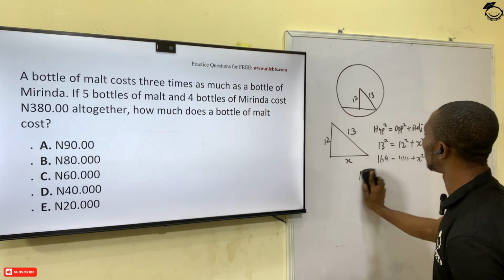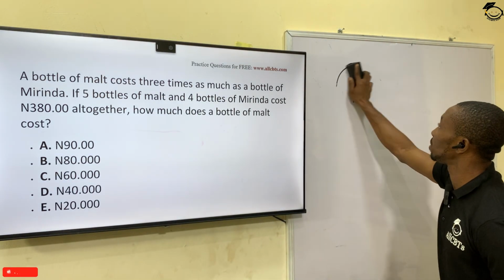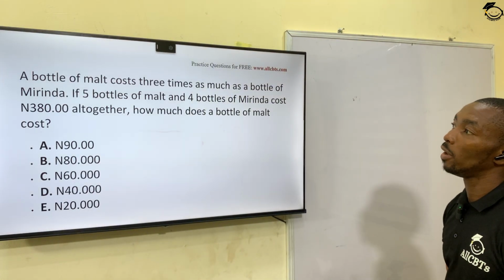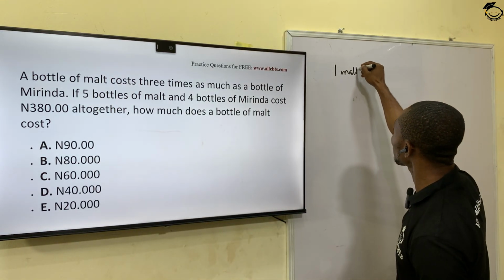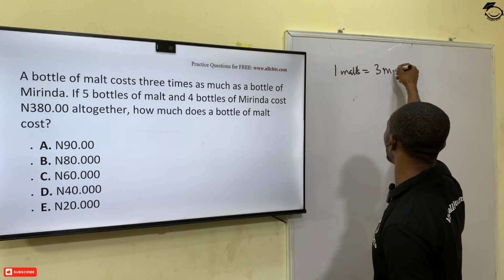Okay, to our next question, it says a bottle of malt costs 3 times a bottle of Mirinda. Now, if 5 bottles of malt, okay, one malt equals 3 Mirindas.